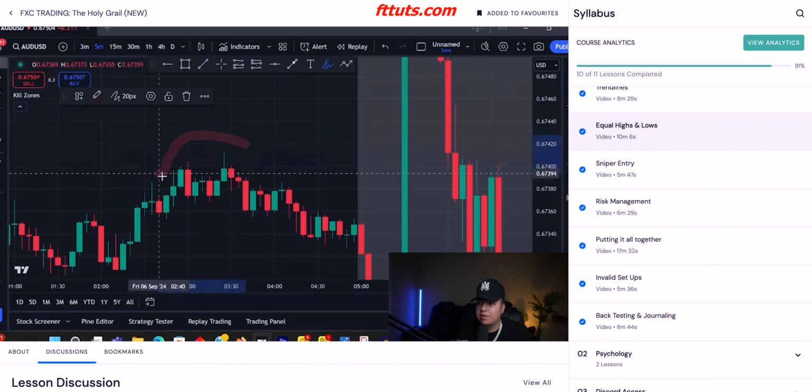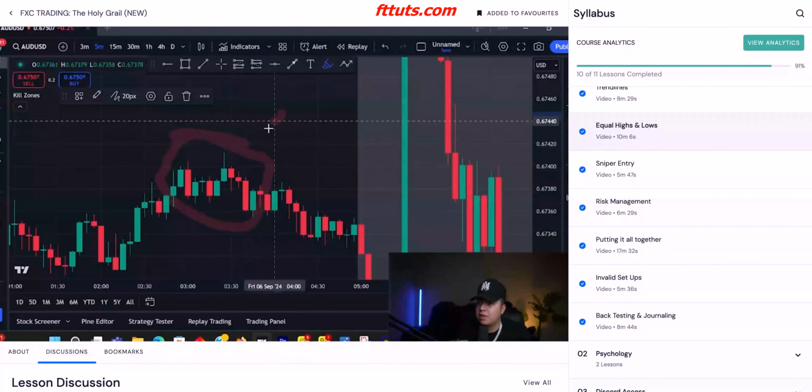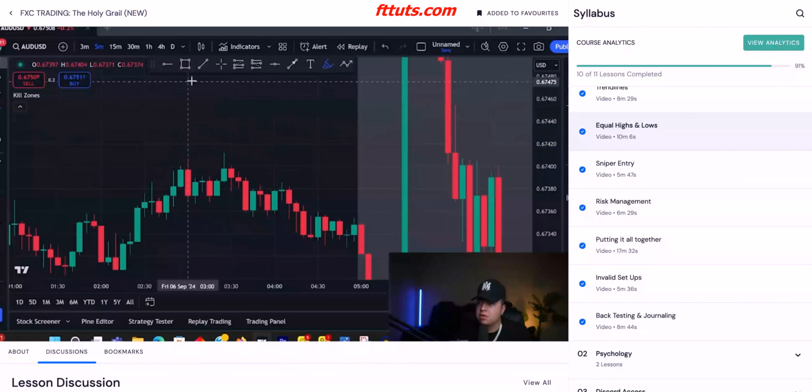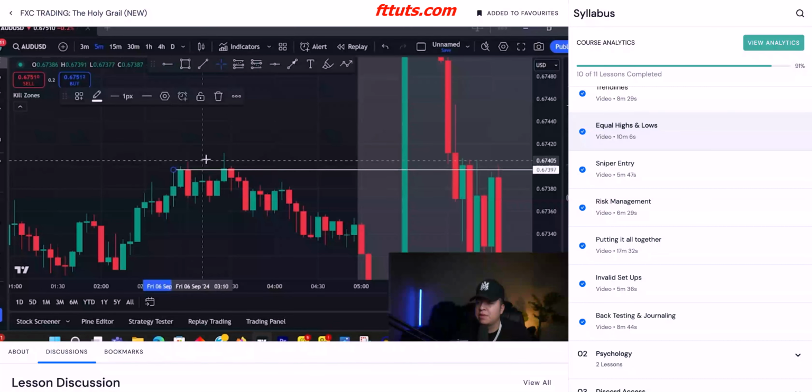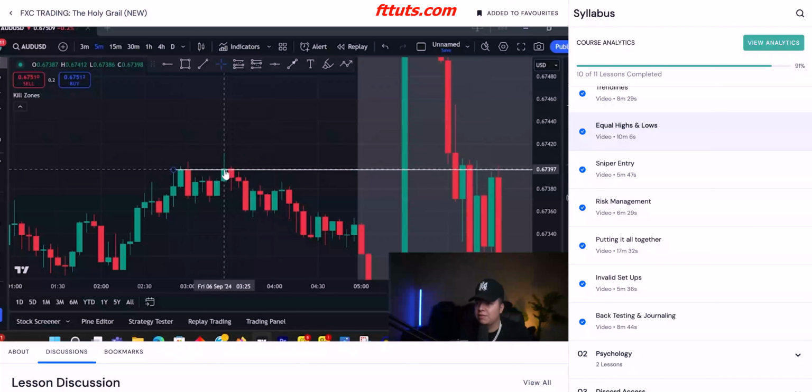Okay, right here is the equal high, right? So now I'm about to show you exactly how to identify it. What you're going to want to do is get a horizontal ray and put it at the top of this candle. And you see how they're equal highs, right? This one might be literally 1 pip above, but that's fine. But we don't want it to be way up here, right? 1 pip is like the max. We want it to be the same height.